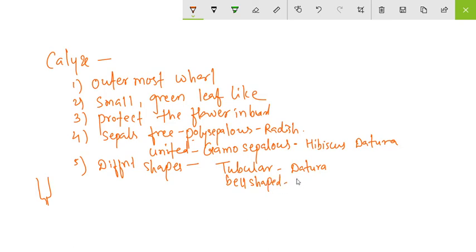Bell shape in hibiscus. Bell shape means slightly broadened and then narrowing. Okay, so that is the bell shape, in hibiscus. It may be bilabiate. Bilabiate means what? Such a type is known as bilabiate. Okay, so it is in Ocimum.